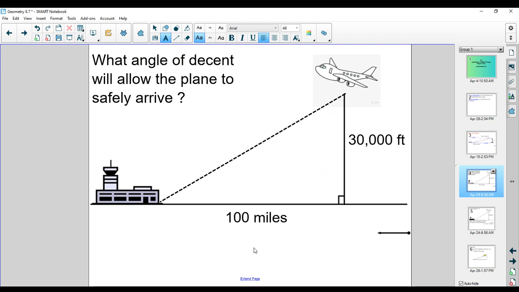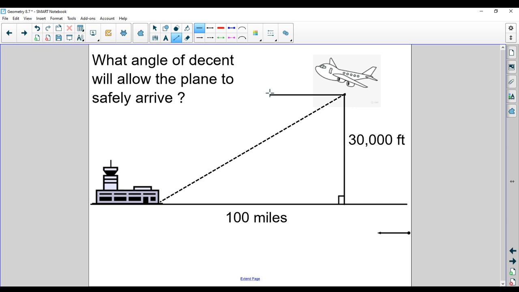So an example here that we'll take a look at is if a plane is flying at 30,000 feet of elevation. So we have our right angle created by the ground and then the straight line up to the plane. The question says, what is the angle of descent that will allow the plane to arrive safely? The idea is if the plane was just going to continue to fly, it would fly in a horizontal fashion. It would have to adjust its angle to something there to make it start to descend down towards the airport.